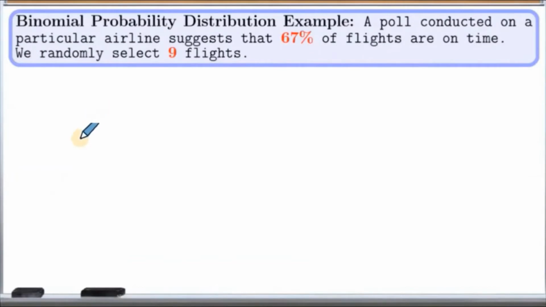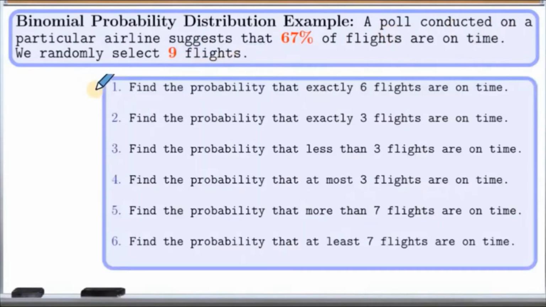So let's look at this example of binomial probability distribution. A poll conducted on a particular airline suggests that 67% of flights are on time. We randomly select 9 flights. So here we have to find all these probabilities.